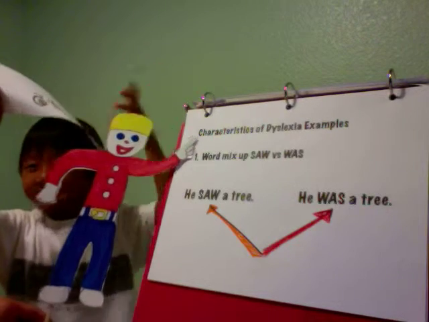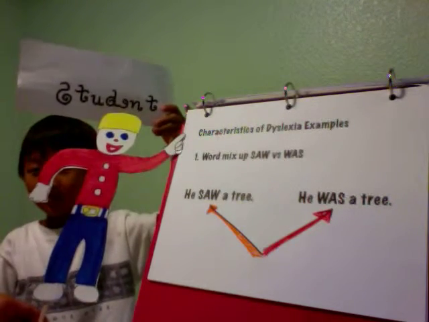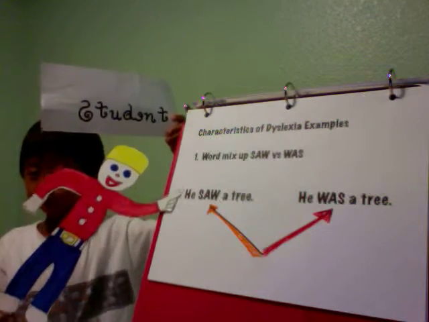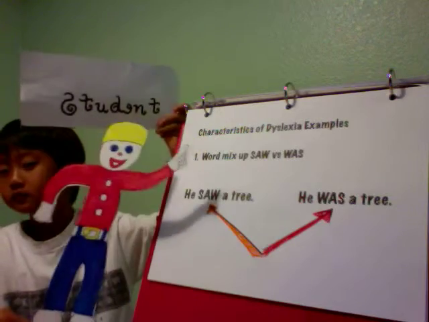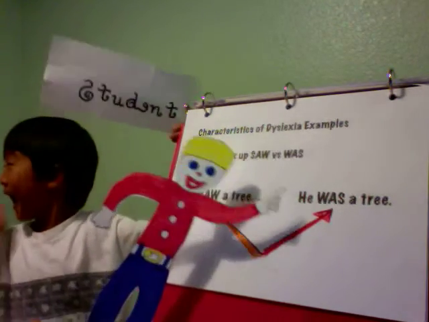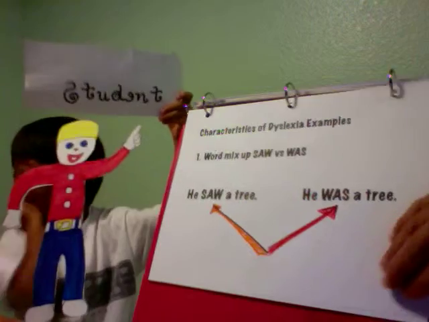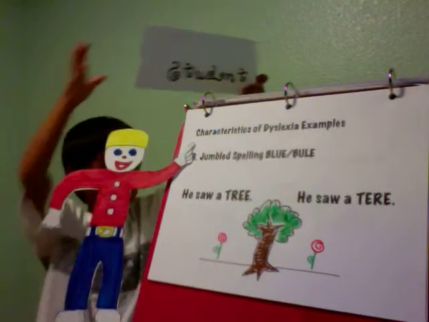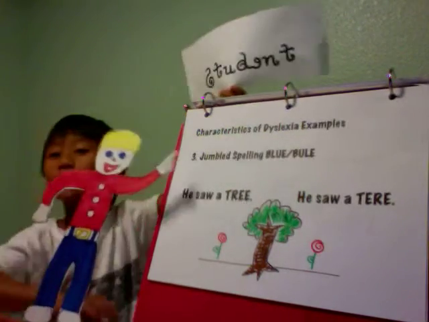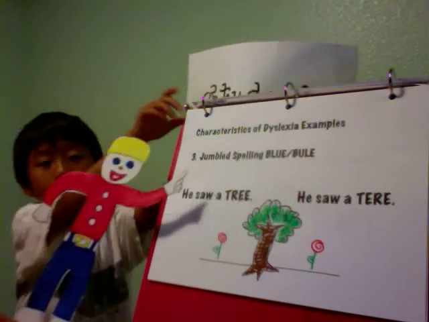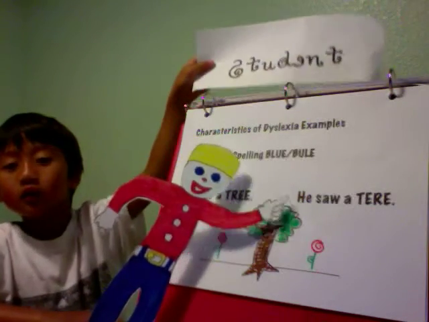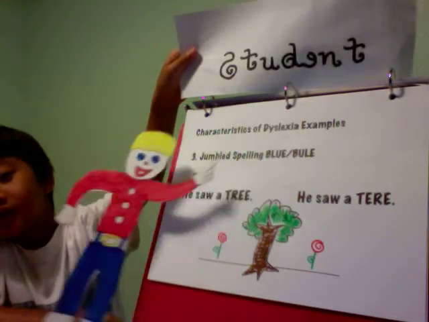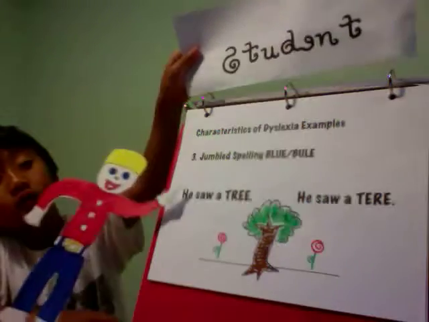The dyslexic student will mix up words such as saw and was. Here he saw a tree, but to the dyslexic student, it looks like he was a tree. Another characteristic is the jumbled spelling. A dyslexic student will write he saw a there, but in his mind he's seeing he saw a tree.